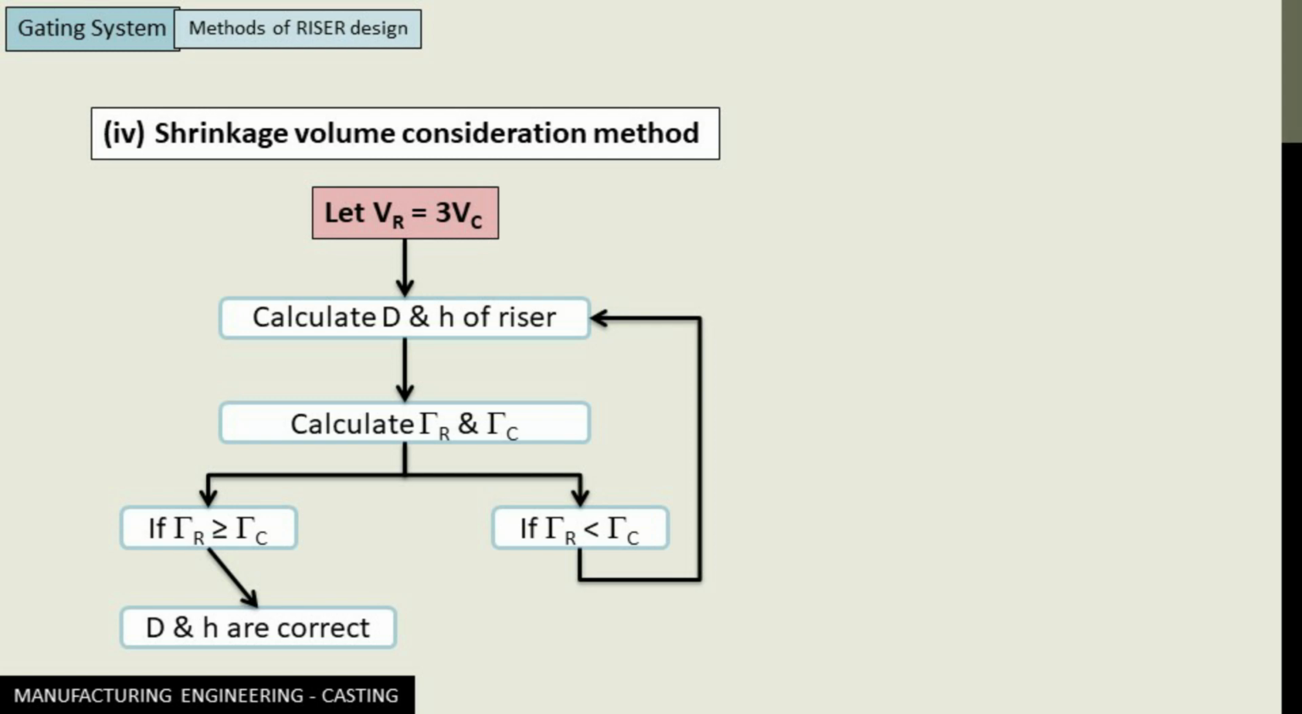And if the solidification time of the riser comes up to be lesser than the solidification time of the casting, you have to again calculate the dimensions of the diameter and the height of the riser, and the process continues. So this method is again an empirical one.